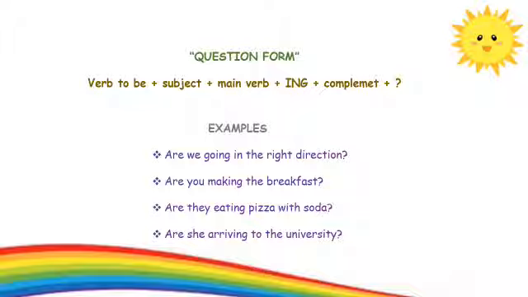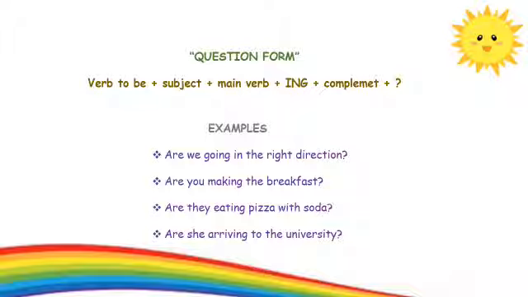And the other form is the question. That is verb to be plus subject plus main verb plus ing plus complement, and don't forget the question mark. For example, are we going in the right direction? Are you making the breakfast? Are they eating pizza with soda? Are she arriving to the university?